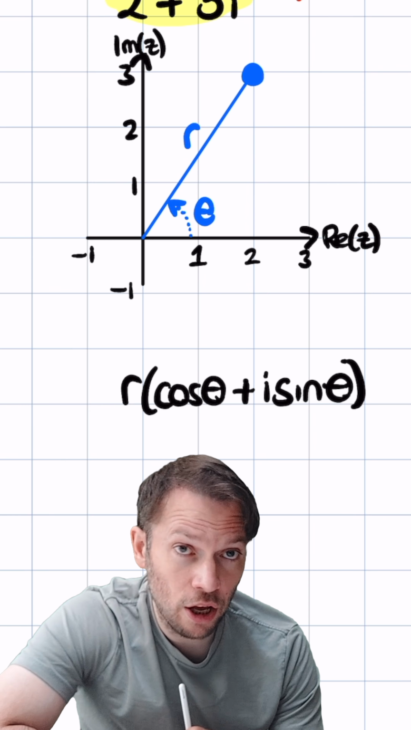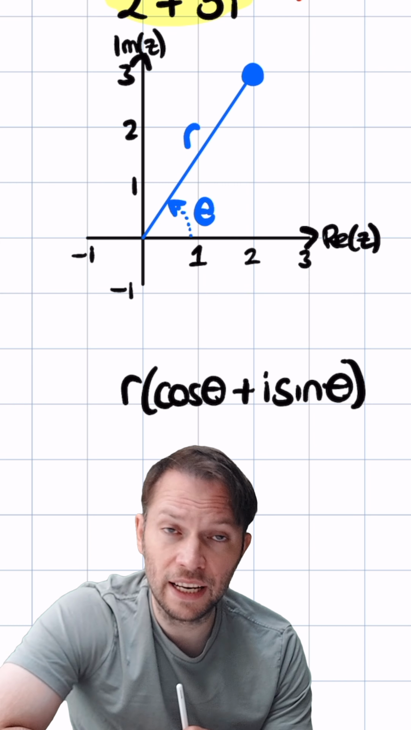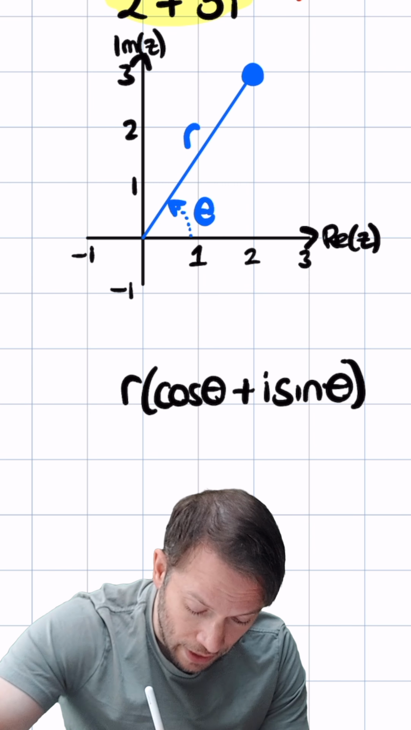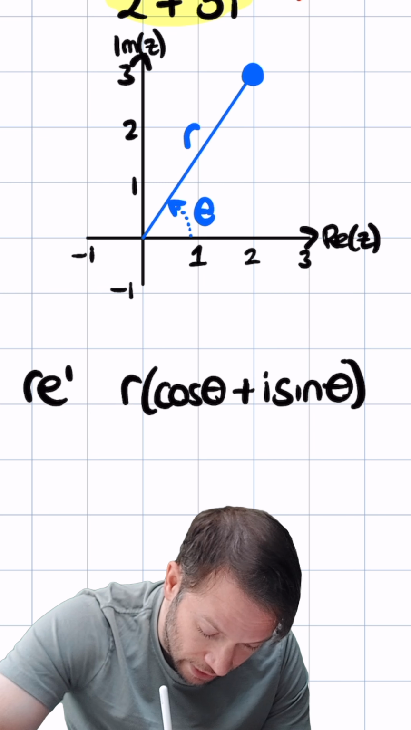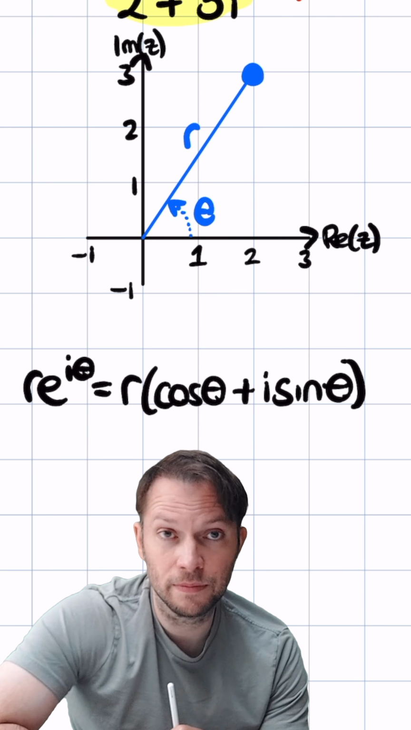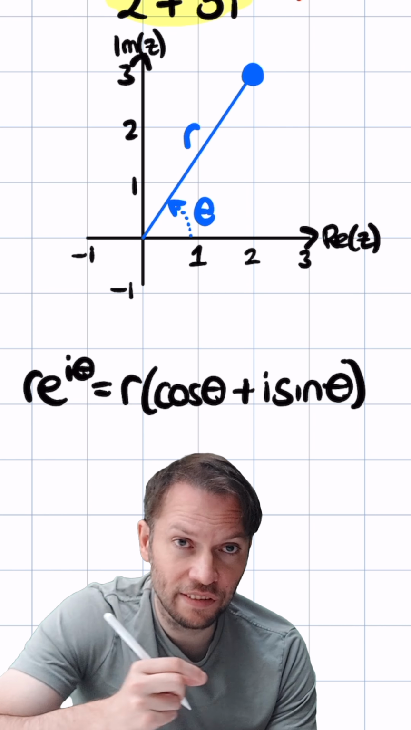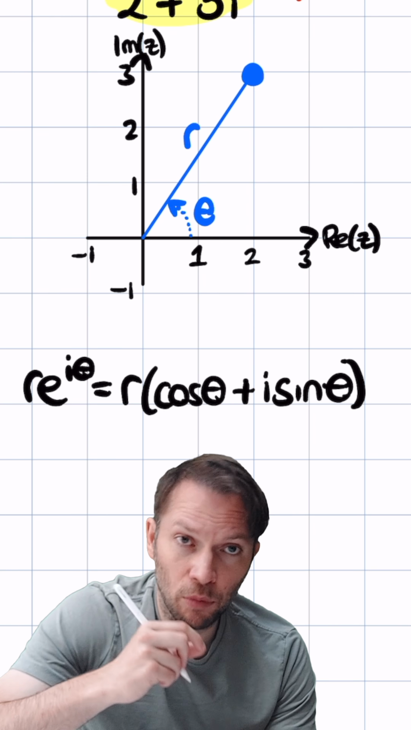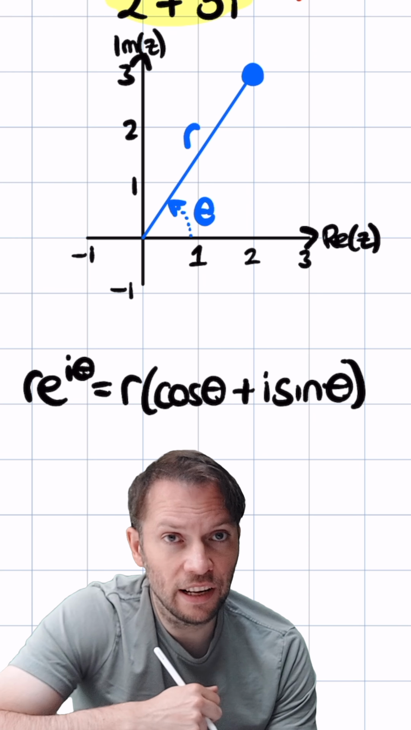There's actually a third form we can write complex numbers in, and it's known as exponential form. And that form is r e^(iθ), like that. Now let's consider how i itself can be written in modulus argument form, and hence exponential form.